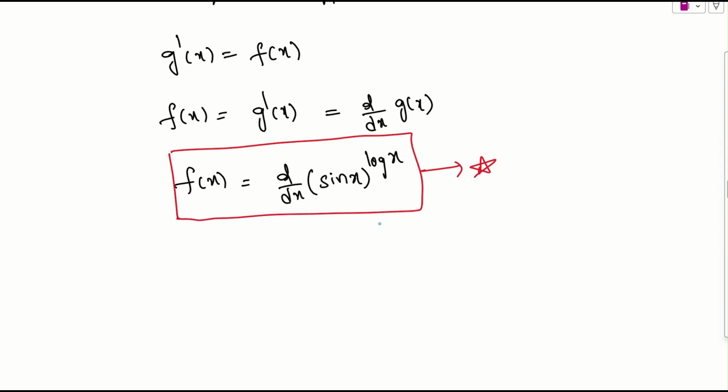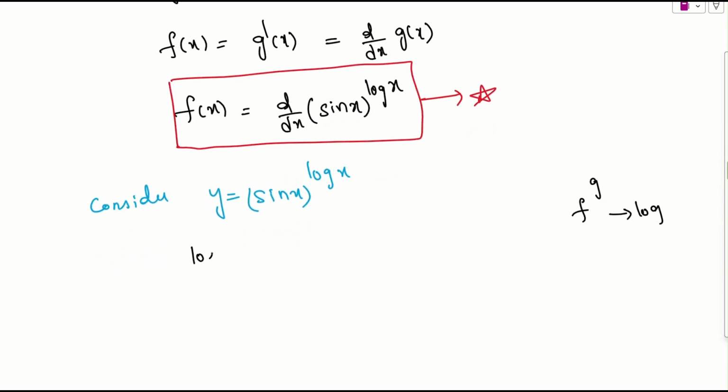Now let us consider y, where y is sin x raised to the power log x. We need to find its derivative, d by dx of y. Whenever you have a function in the form of f power g, we need to apply log on both sides. So log y is equal to log of sin x raised to the power log x. We know the formula that log of x power n is always n times log x. The same formula I will be applying here as well.